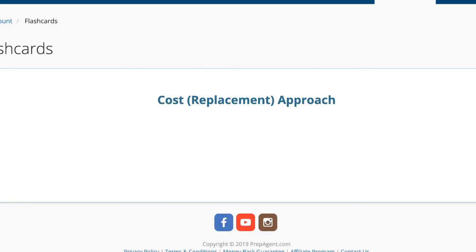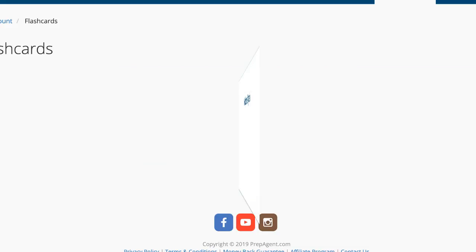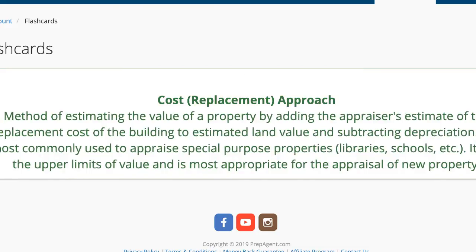Okay, cost replacement approach. It'll work better on a new building because with an old building you'd have to factor in depreciation. And factoring depreciation can be really difficult. So this is better for things like special purpose properties. What are special purpose properties?